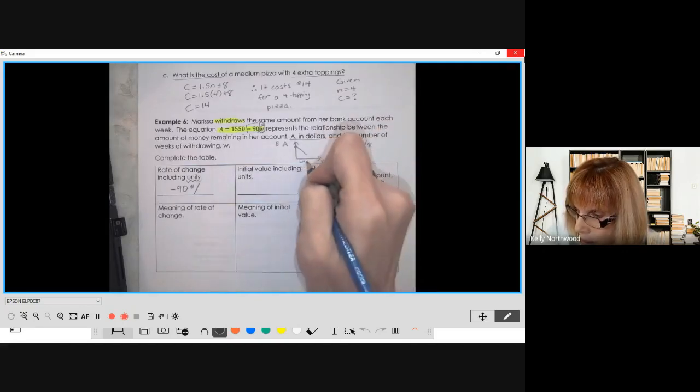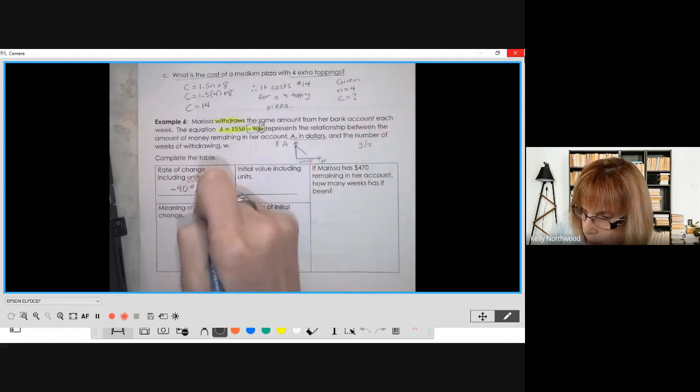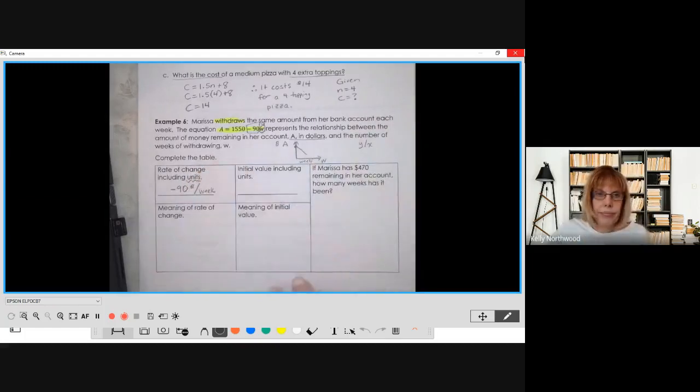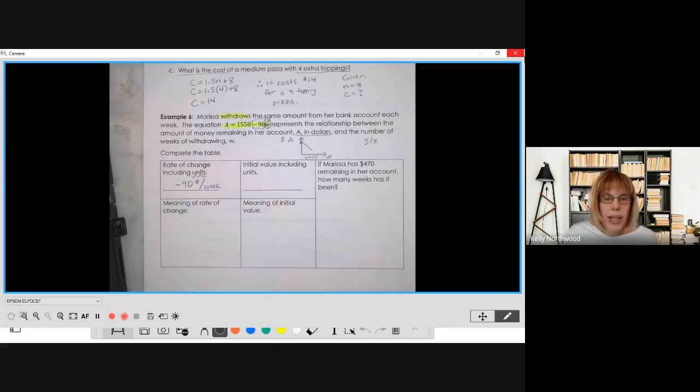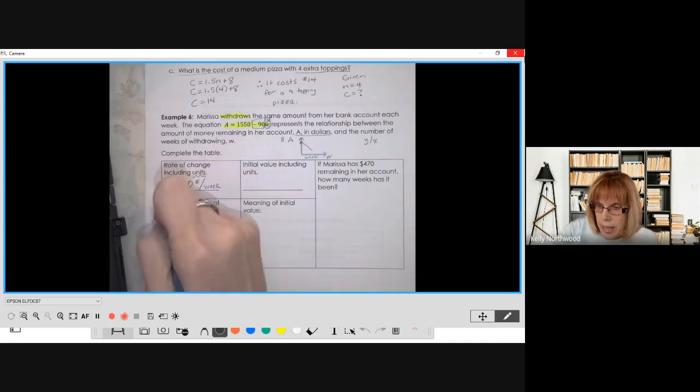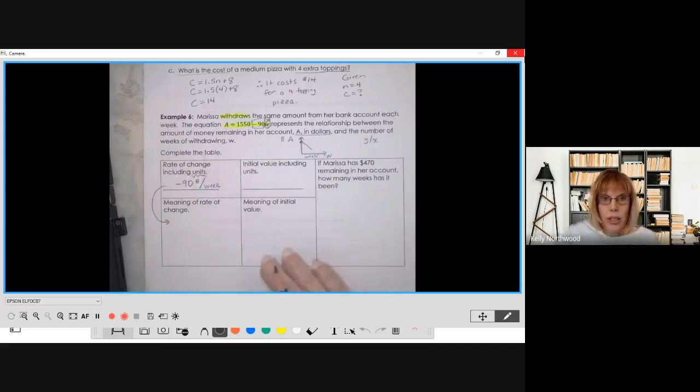Put weeks down here. So dollars per week. So there's our rate of change. Then we get a level 4. And what's the meaning of that rate of change?